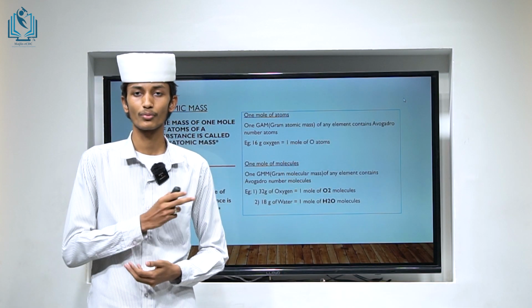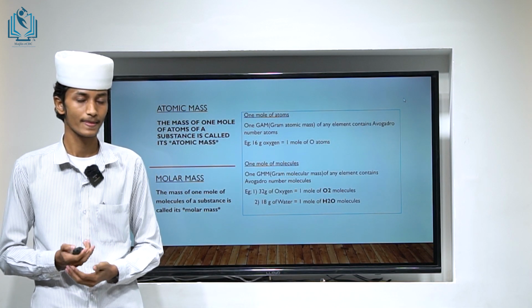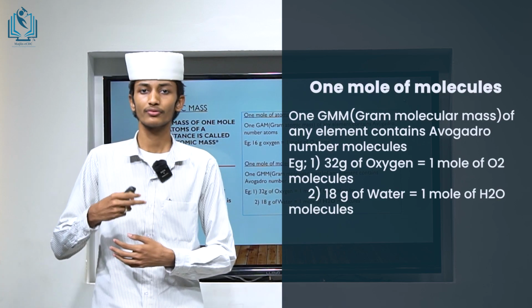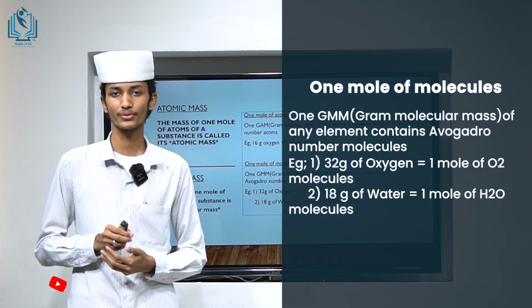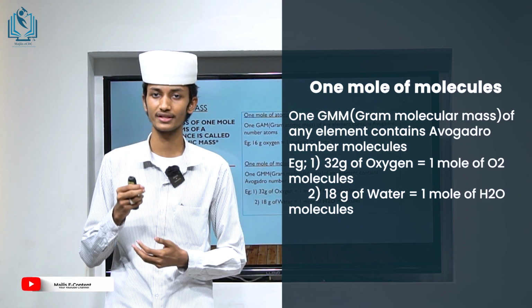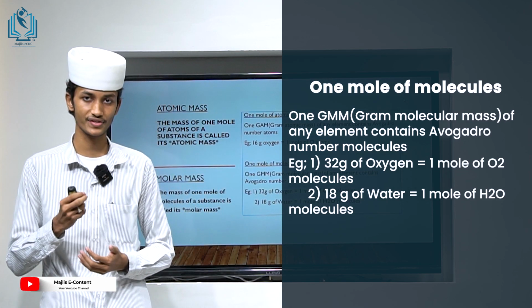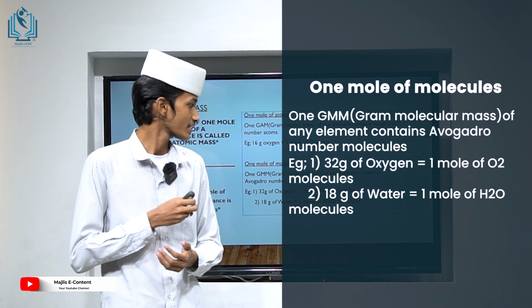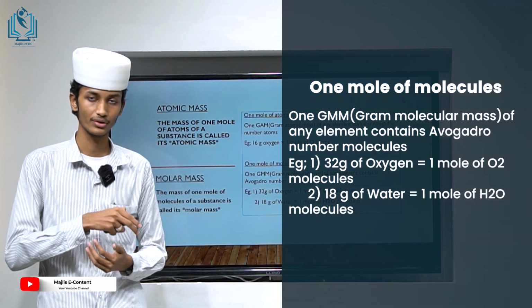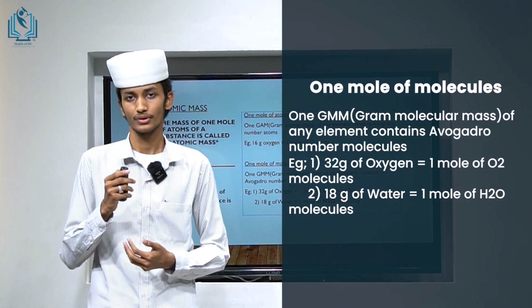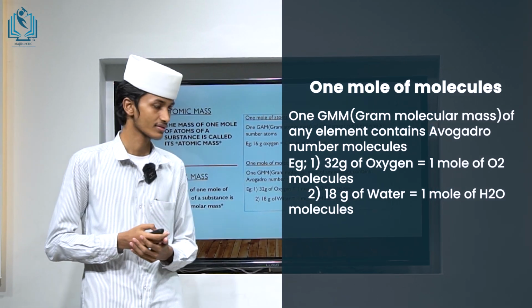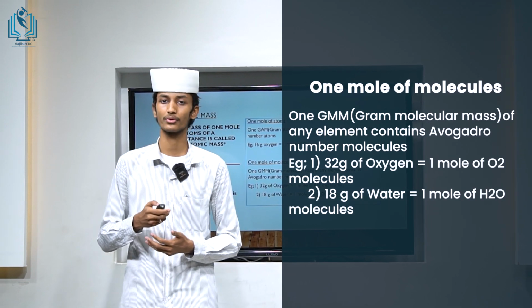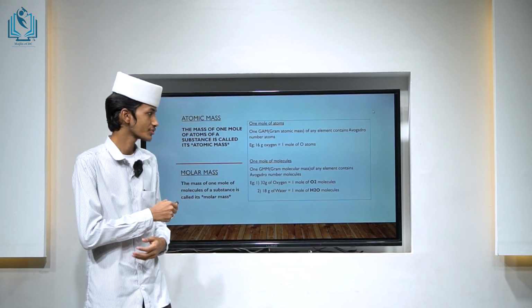And next, the 1 mole of molecules concept. 1 GMM of any substance contains 6.022 into 10 raised to 23 molecules. For example, 32 gram of oxygen is equal to 1 mole of O2 molecules. And another one, 18 gram of water is equal to 1 mole of H2O molecules. That's all about the mole concept.